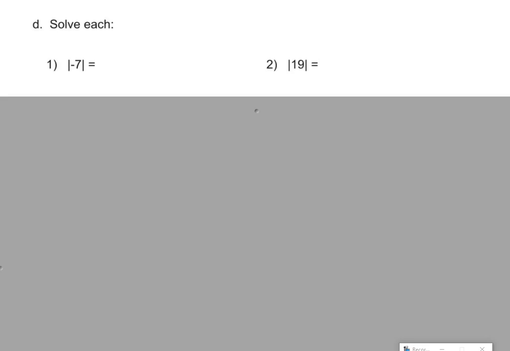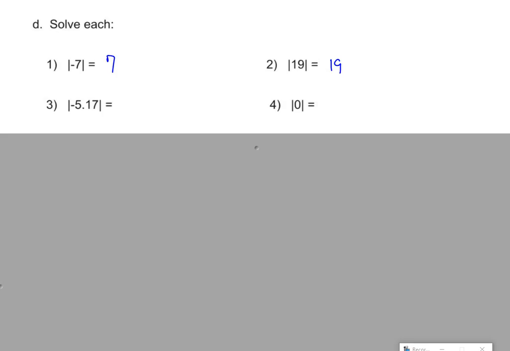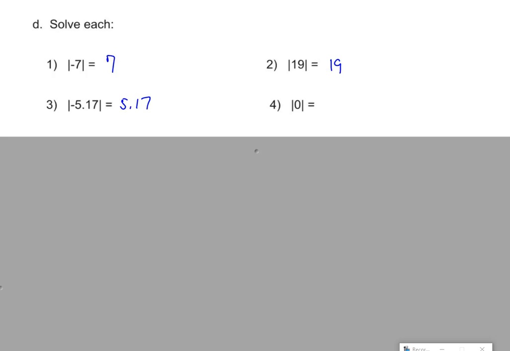All right, so class, the absolute value of -7 is? 7. And the absolute value of 19 is? 19, right? How we doing now? Better? All right. They all converted too. All right, yes, the converts. All right, try 3 and 4. So number 3, the absolute value of -5.17 is? 5.17. Uh-oh, the absolute value of 0 is? 0. Yeah, 0 is 0. All right.